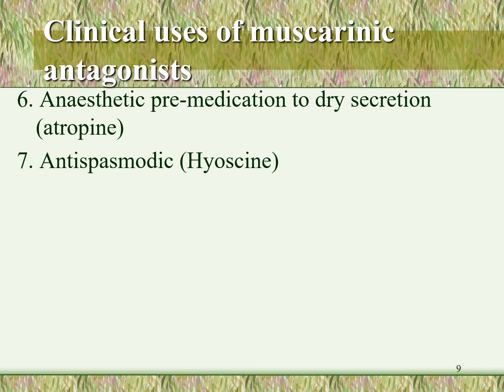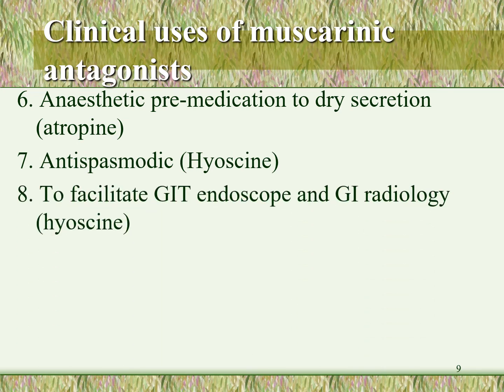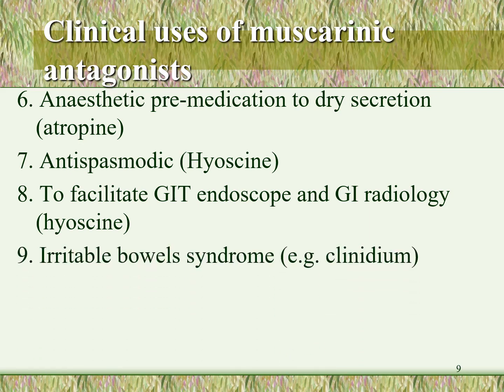They are commonly used as antispasmodics, especially hyoscine. Also, they can be used to facilitate GIT endoscopy and GIT radiology by relaxation of the smooth muscle, so they enable easy insertion of the endoscope. So they can be used before endoscopy and radiology, and hyoscine can be used for this purpose. One of the most common clinical uses of antimuscarinic drugs is for treatment of irritable bowel syndrome.